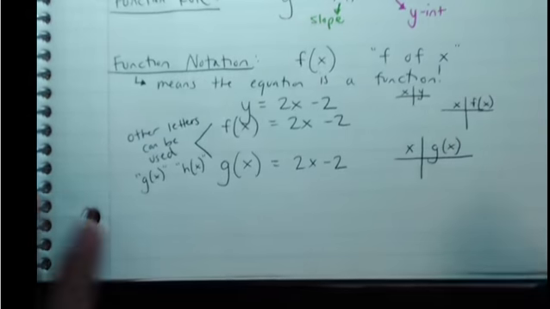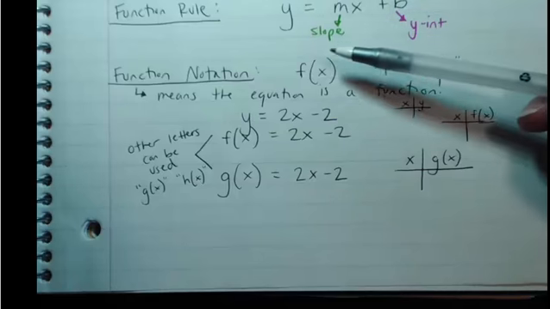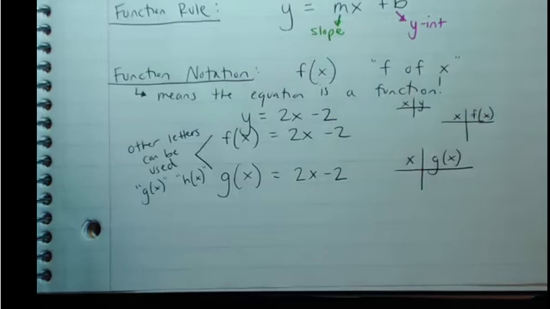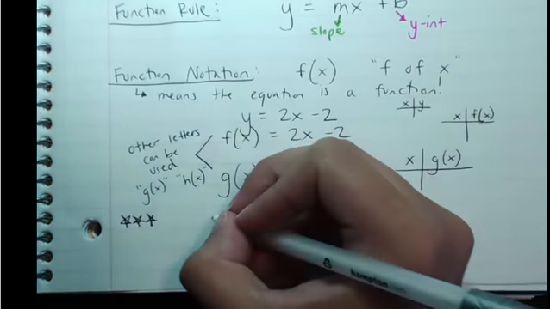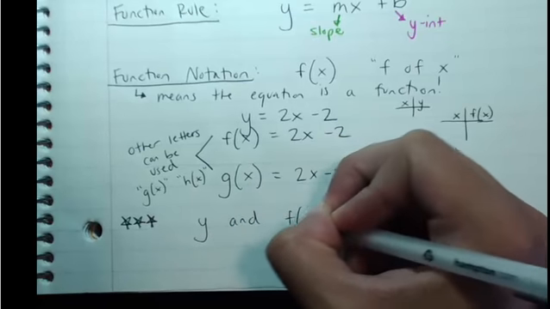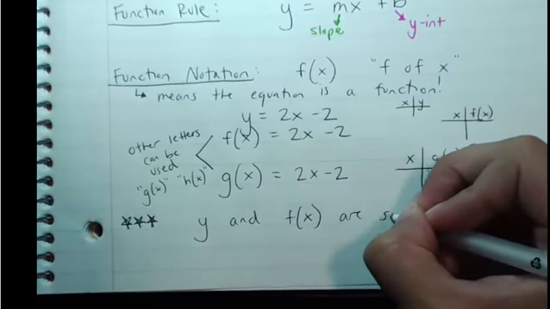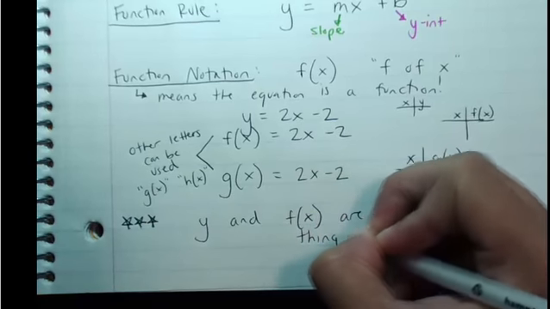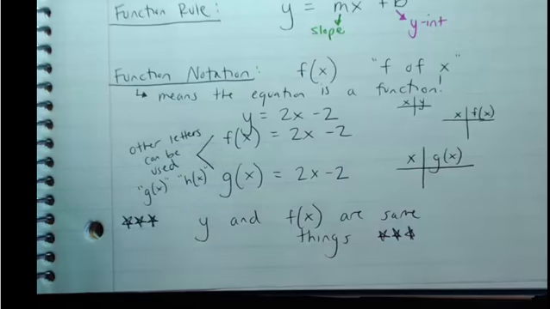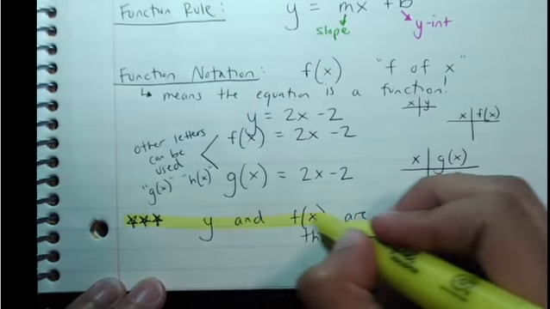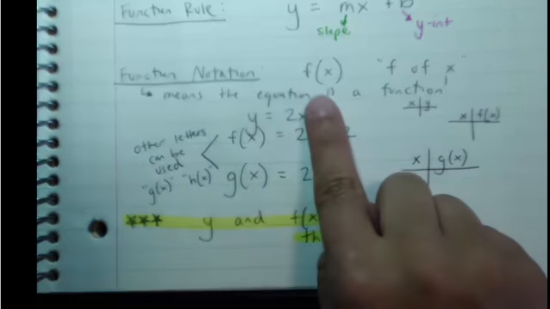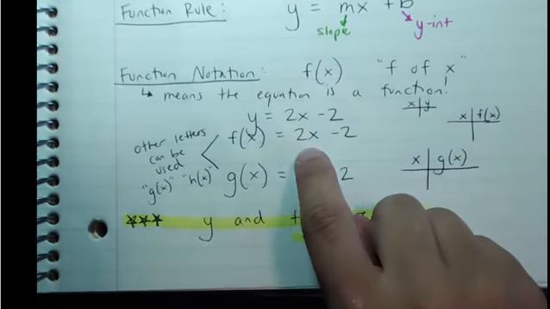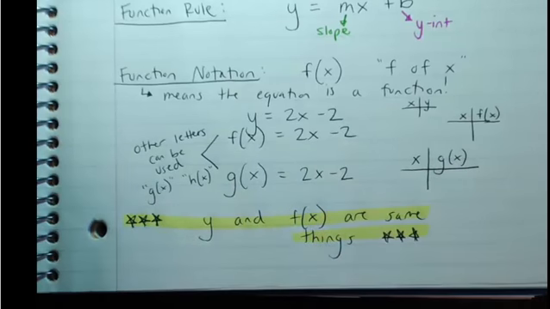But the biggest thing between the function rule and function notation is that they're the same exact thing, except the y means the same thing as f of x. So put your triple star here, and put y and f of x are the same things. I'm going to highlight that too, because that's the biggest thing we need to take away from this. That should already be known to you because we worked on that yesterday when we plugged in our input to get the output. So we plugged in the x value to get what the output was.